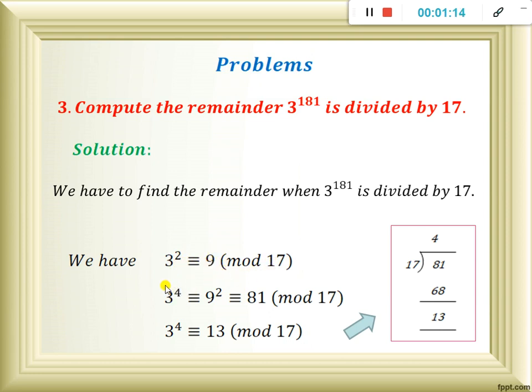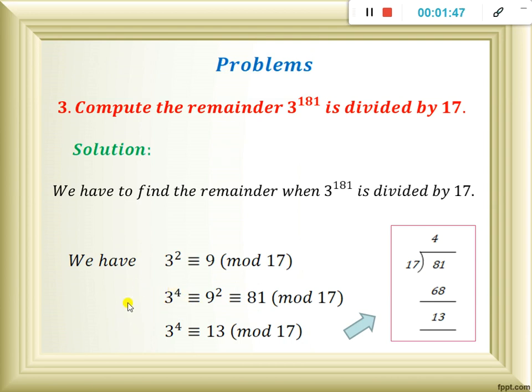I'm skipping a step. We can take 3 power 1, 3 power 2, 3 power 3, 3 power 4, whatever it is. Actually here it is 3 cube; mistakenly I took 3 power 4. 3 cube means 3 into 3 into 3. 3 power 4 means 3 square into 3 square, that means 81 will come.